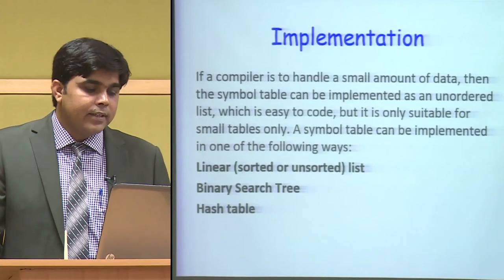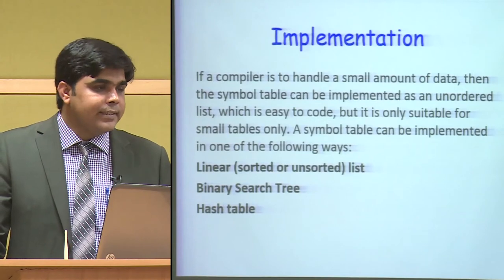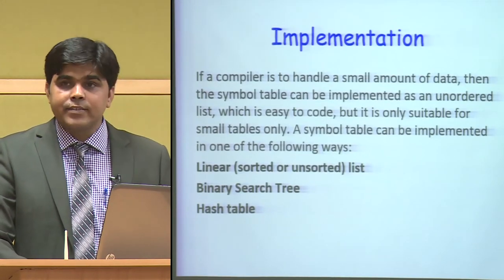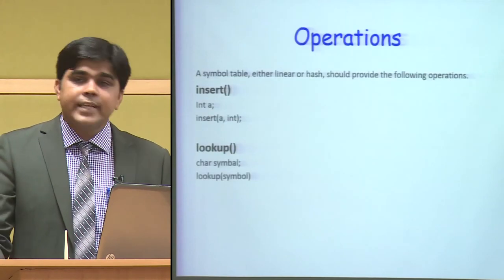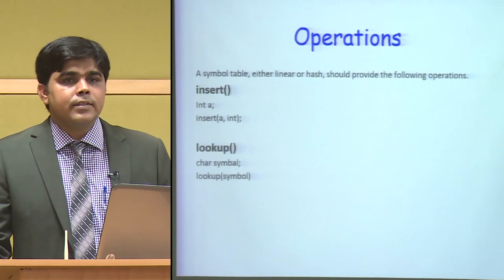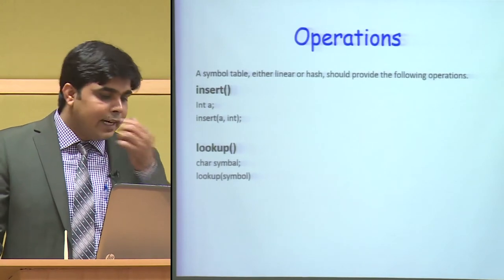Then there's the implementation. We implement symbol tables using linear sorted and unsorted lists. We also implement them using binary search trees and hash tables. These are the implementations of symbol tables. Then there are the operations. There are two types of operations when we are implementing the symbol table: insert and lookup.